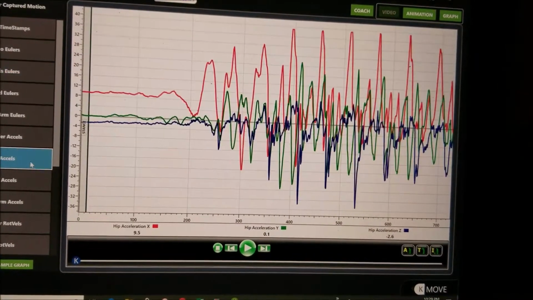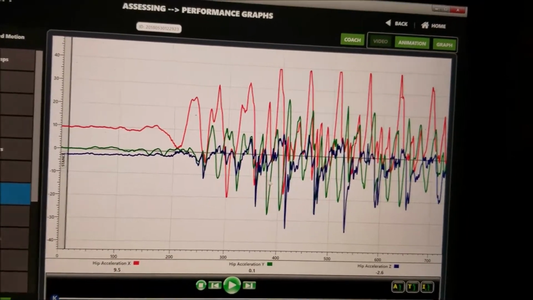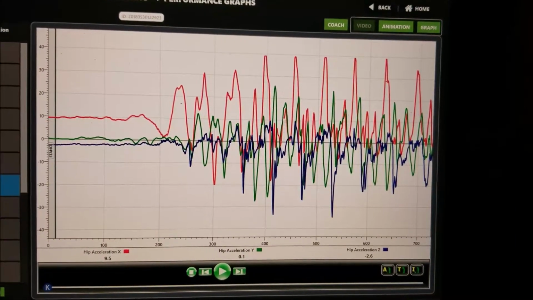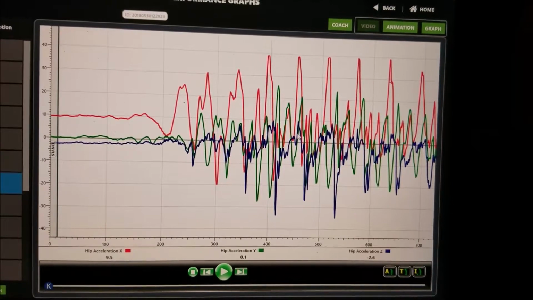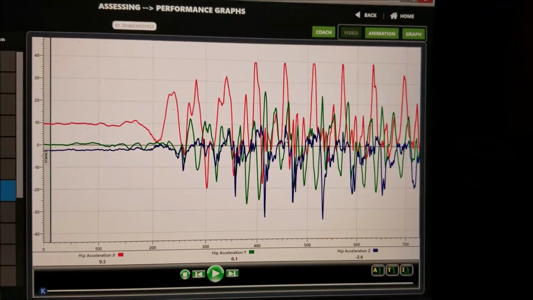And now if we look at the same acceleration graph, you see that there's really no funnel effect here. In fact, it's kind of all over the place. There's really no efficiency to the movement at all.